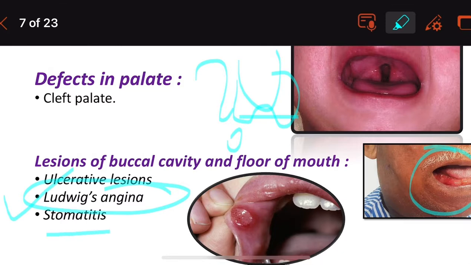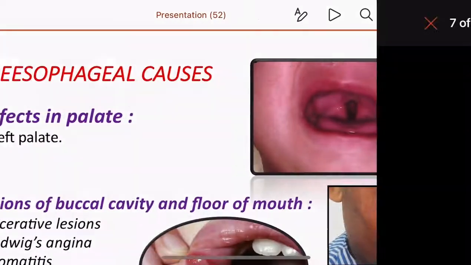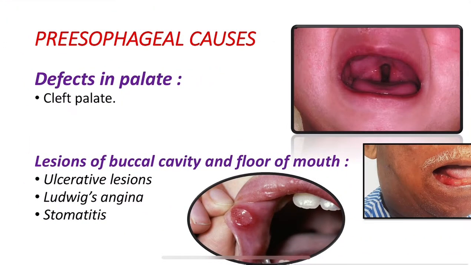Then we see stomatitis. Stomatitis is an inflammatory process which will affect the mucous membrane of the mouth and also the lips. It could be associated with ulcers, or not, with or without ulcers. It's not necessary that the person having stomatitis should have ulcers. It's just an inflammatory condition of the mouth and also the lips. That is about stomatitis. Defects in the palate were cleft palate. And the lesions of buccal cavity and floor of mouth, we saw ulcerative lesions, ulcers, Ludwig's angina, then stomatitis.